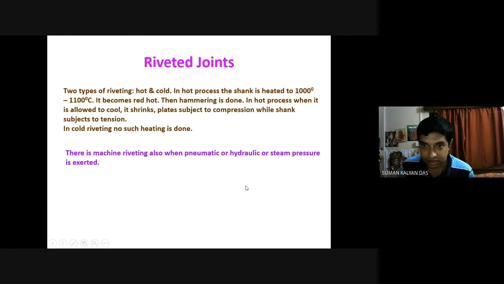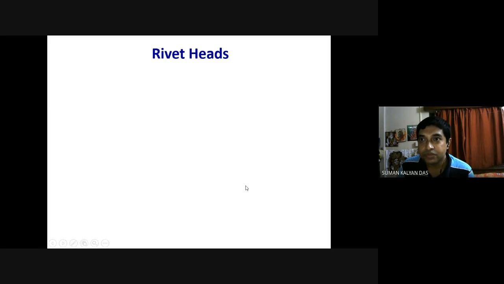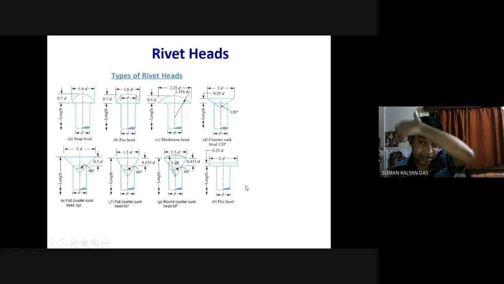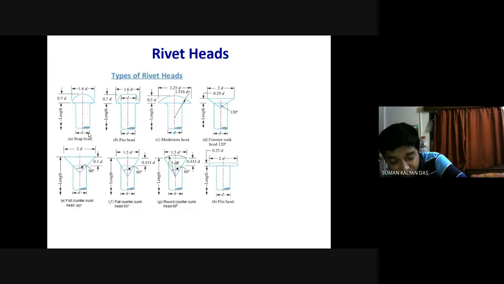Okay, this was done. Okay, rivet heads can be of many types. As you can see in the picture, there are various heads, and each of these heads depends on a particular application, meaning for which application which head is suitable, accordingly you have to select those heads. So this is the normal head that we see, and it is known as the snap head.